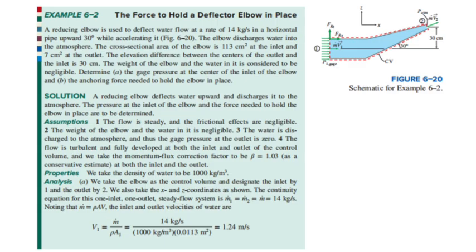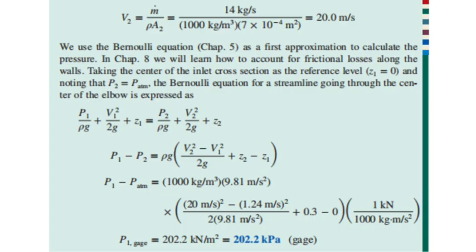First, we find the water velocity at each location using the continuity equation. Mass flow rate equals density times area times velocity. At the inlet, the cross-sectional area is much larger, so the velocity is lower. With 14 kg per second flowing through 0.0113 meter square, we get V1 equals 1.24 meter per second. At the outlet, the area is much smaller at 7 centimeter square, so water speeds up significantly to V2 equals 20 meter per second.